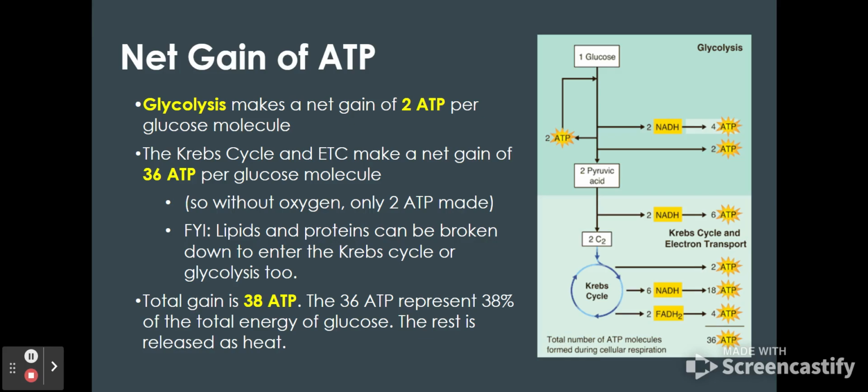Now, the total gain, because we have 36 from the ETC and Krebs cycle and 2 from glycolysis, is 38 ATP per glucose molecule. The 36 that we get from the Krebs cycle and electron transport represent 38% of the total energy in glucose. The rest comes off as heat.